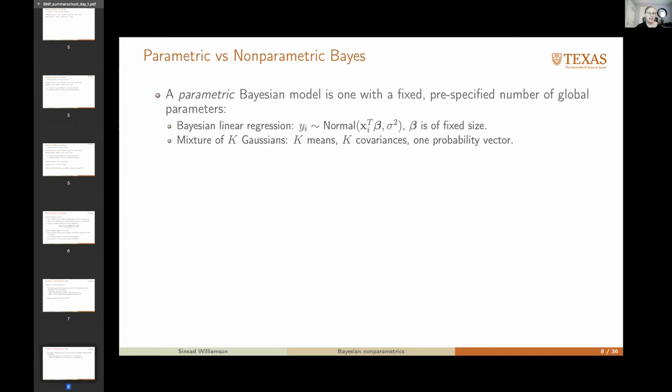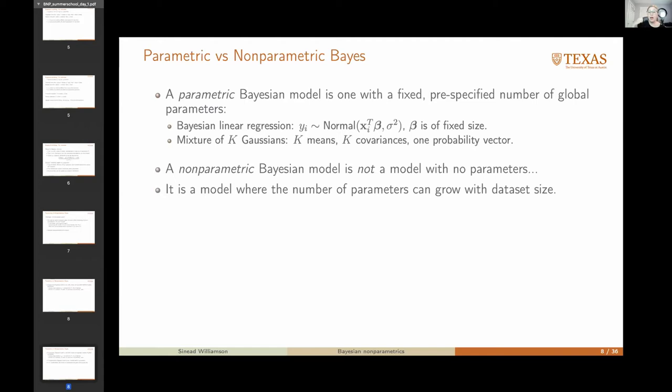If we're doing linear regression in a Bayesian context, that's also a parametric model. We have a fixed dimensional vector beta, which is going to give us our intercept and our slopes. And we have a variance sigma squared, which is going to tell us what the residual variance is going to be.